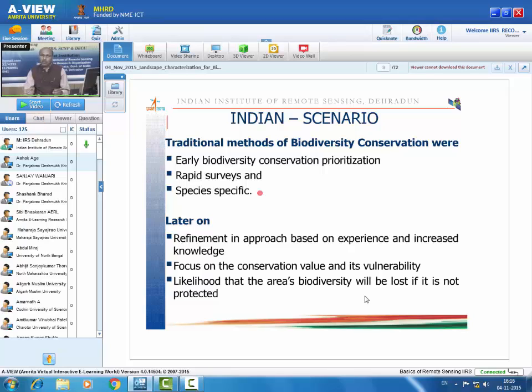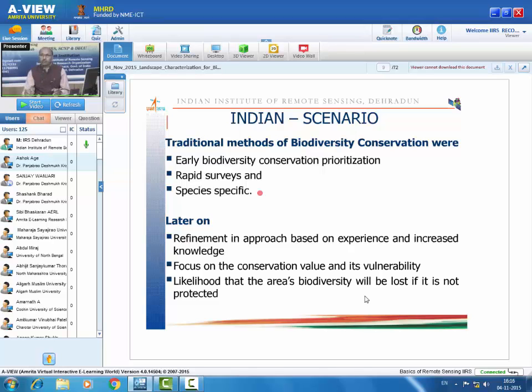But let me also tell you here, species level conservation is not good. That's why we are talking about the landscape, where you have different species interacting with each other, and that helps species to evolve and the whole ecosystem to survive. And once we know this, then of course we can refine the approach and you can do better and better.